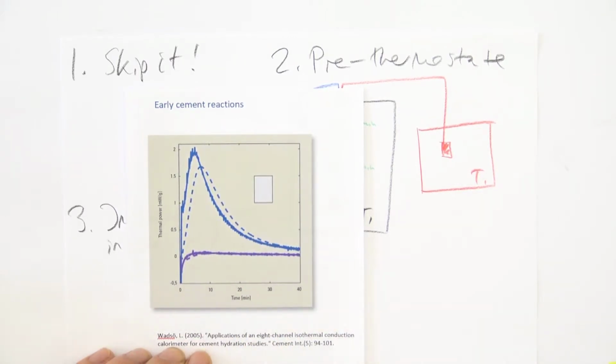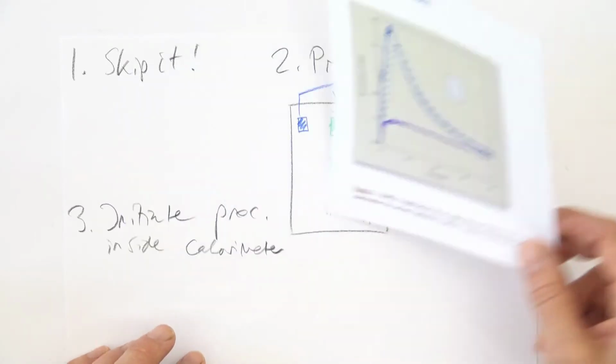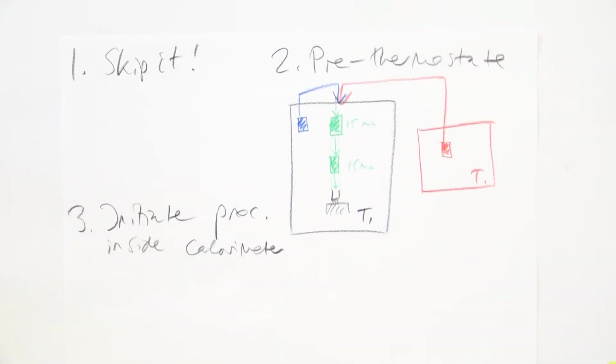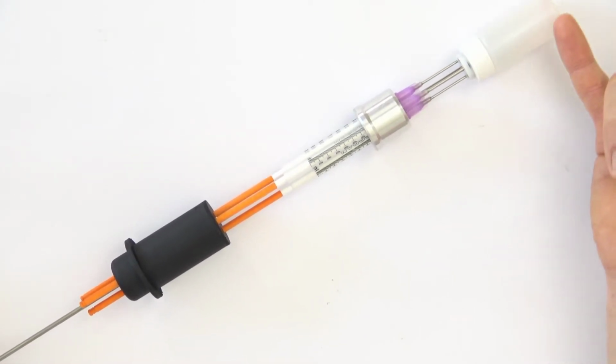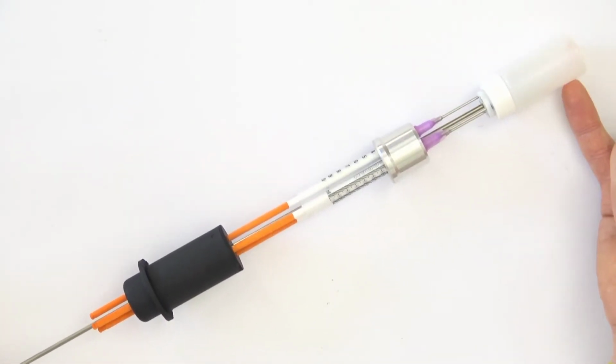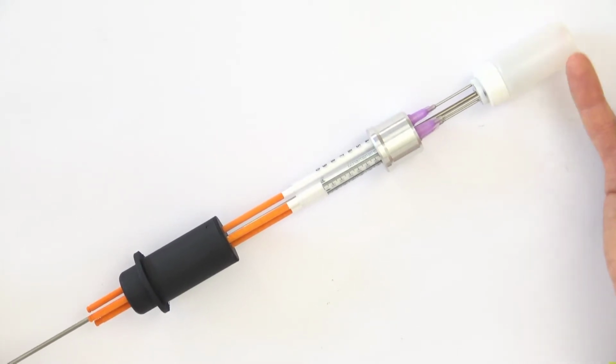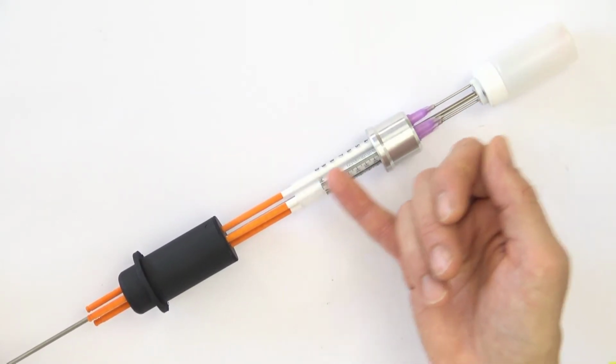Now this has been done in another way. Now here the cement and water has been mixed inside the calorimeter. And to do that you need special equipment, and I will show an example of how such an equipment can look like. So here we have the vial. So we put the vial in, with cement in this case in the vial, and here we have syringes.